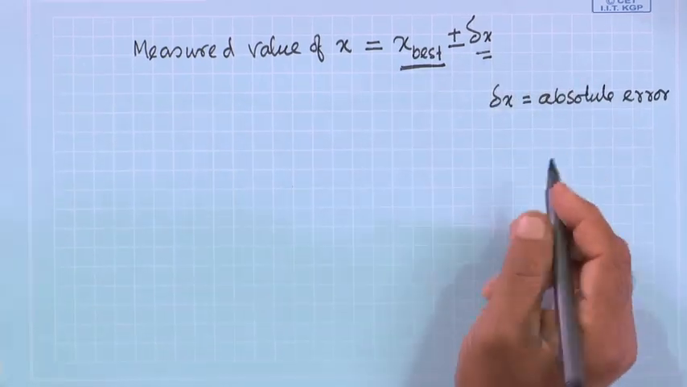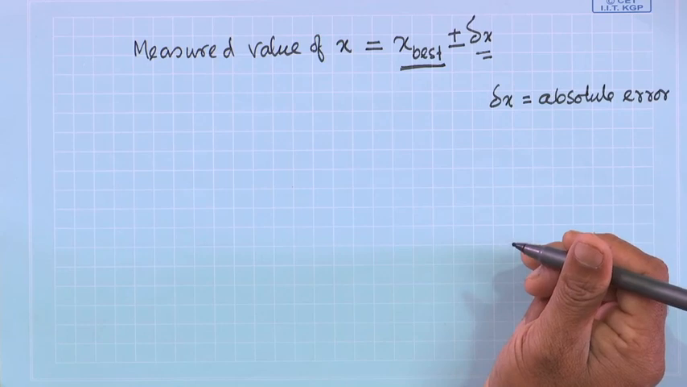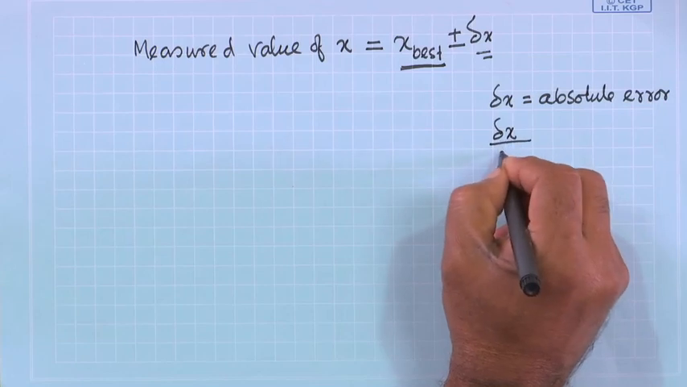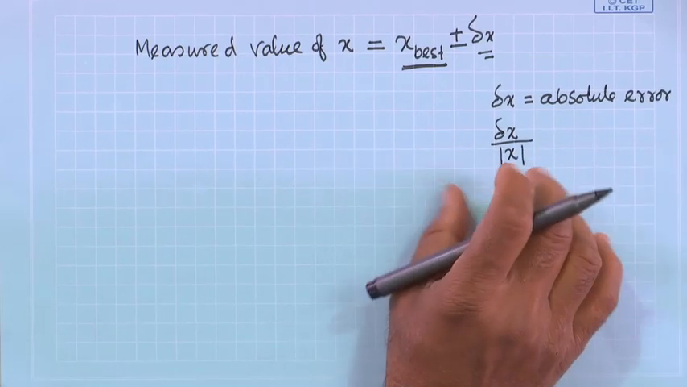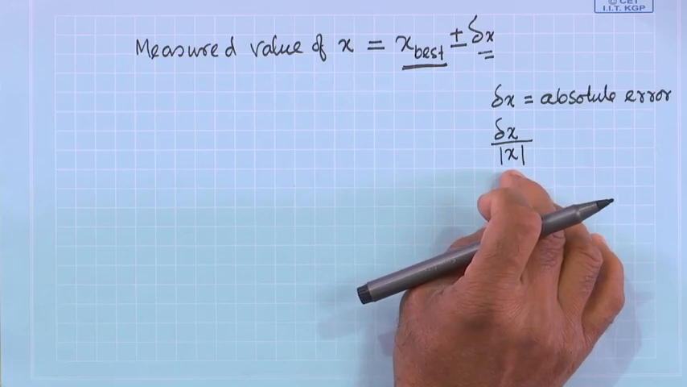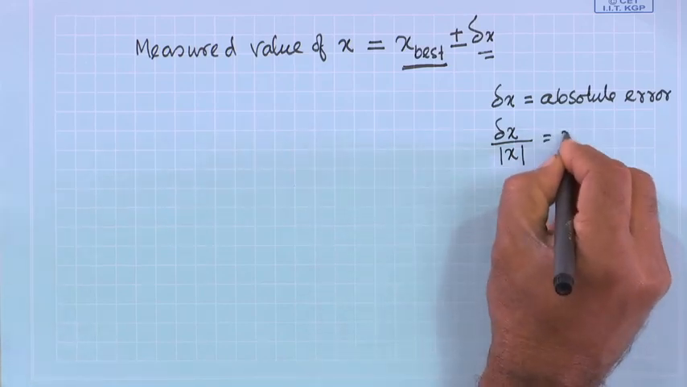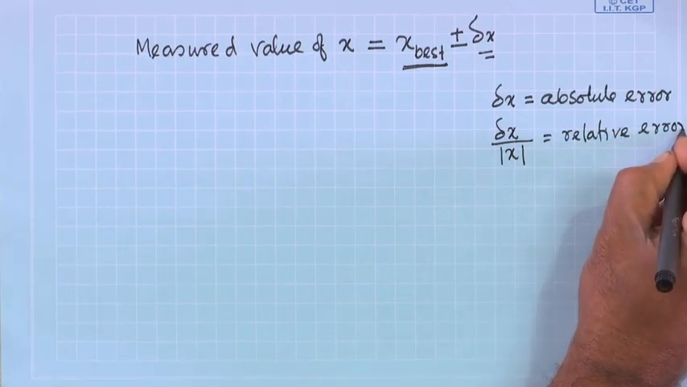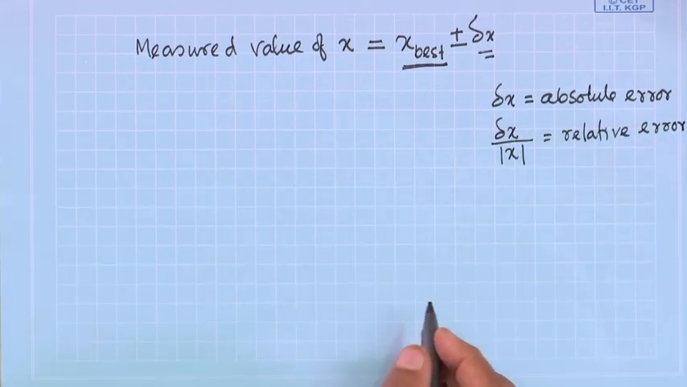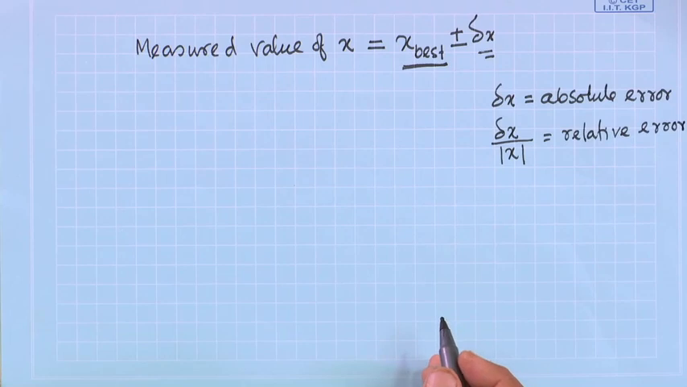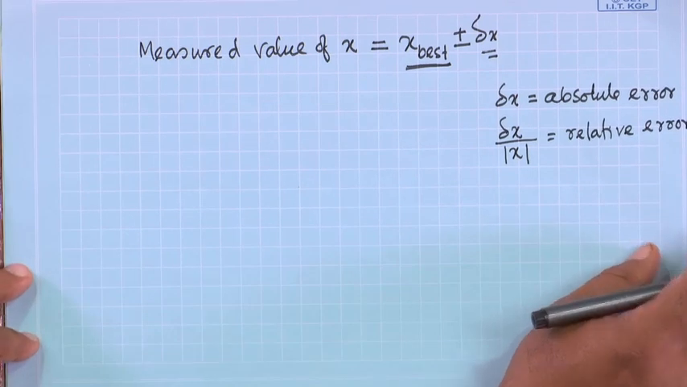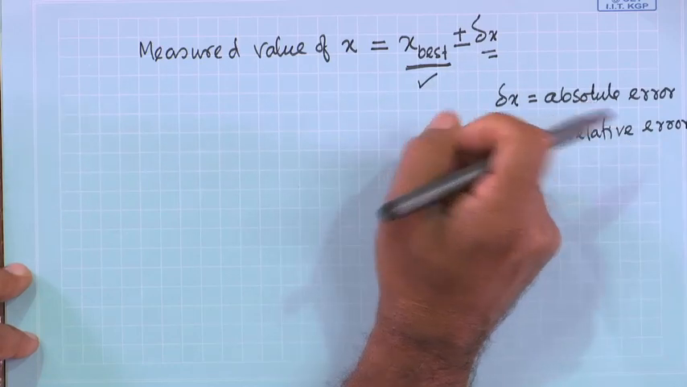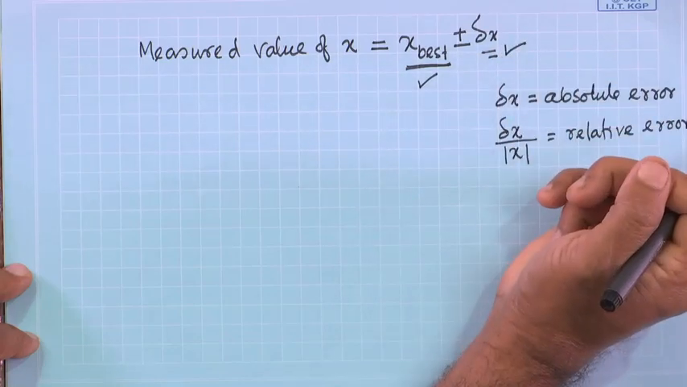There is another definition of error, called relative error, which we express by delta x divided by mod x. This mod x should always be a positive value. This is the relative error. In this class we will discuss how to find x best and how to find delta x.